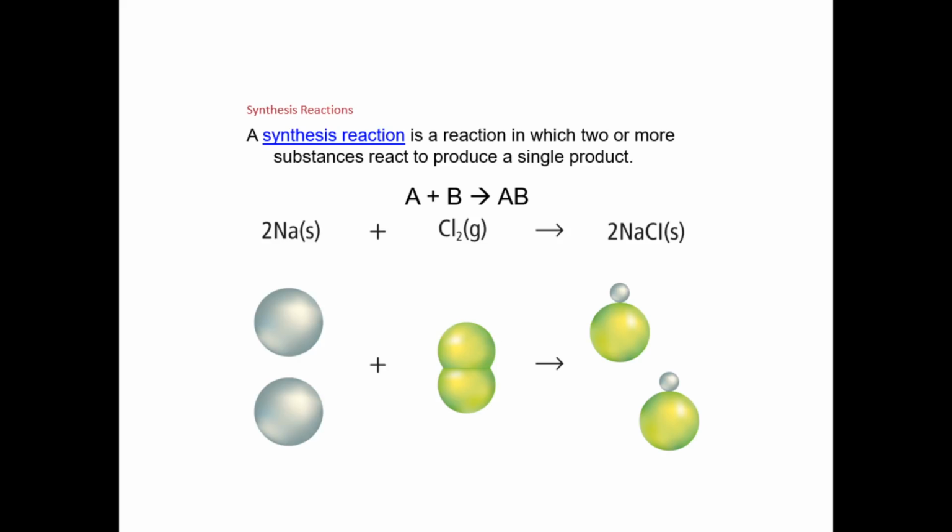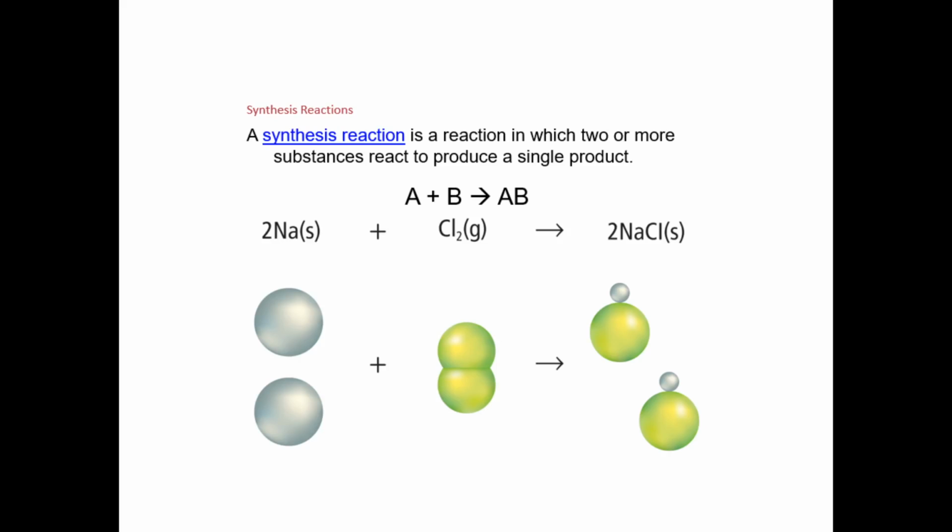we have sodium and chlorine coming together to form sodium chloride. We've seen this reaction in a video previously. He takes the sodium metal, he heats it in the burner, and then he dips it into the chlorine gas, and it forms sodium chloride.